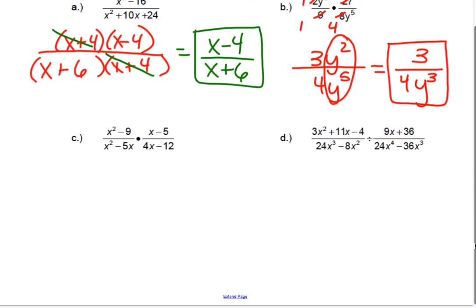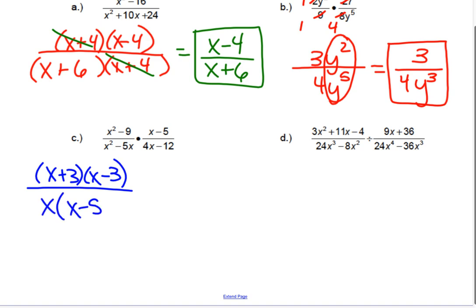Okay, now part C. Part C here, same thing, factor first. Always factor first, just got a little bit bigger. I'm multiplying two of these rational expressions. So x squared minus 9 is x plus 3, x minus 3. On the bottom, the only way I can factor this is by taking out a GCF. So I pull out an x, I'm left with x minus 5.